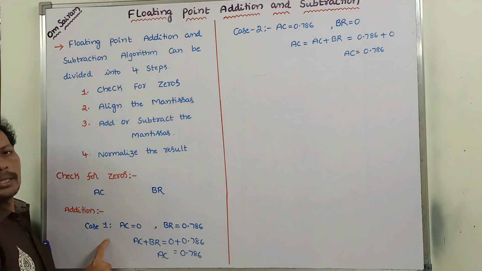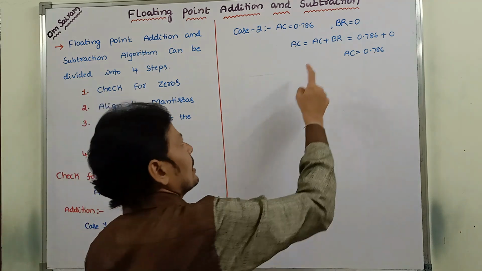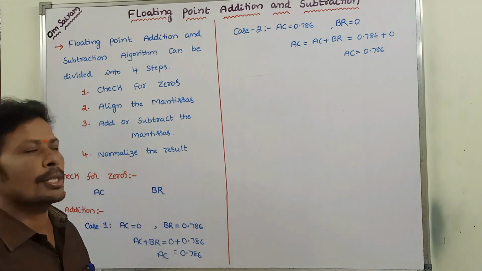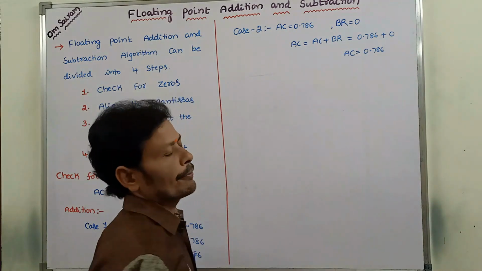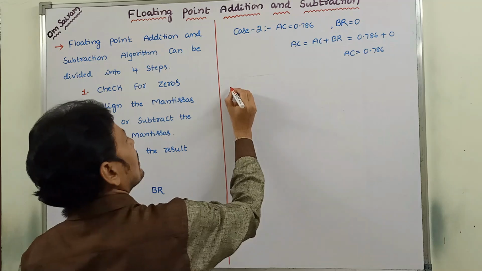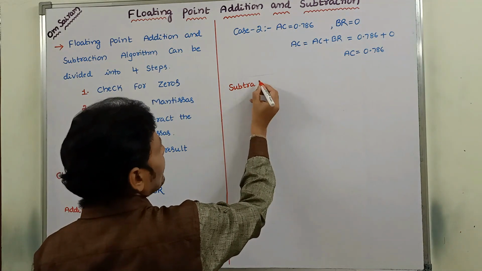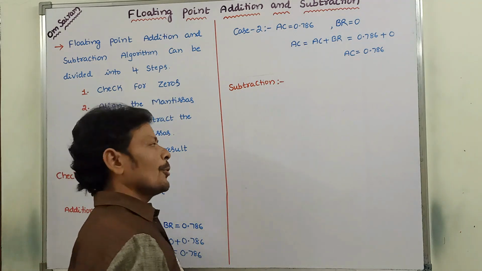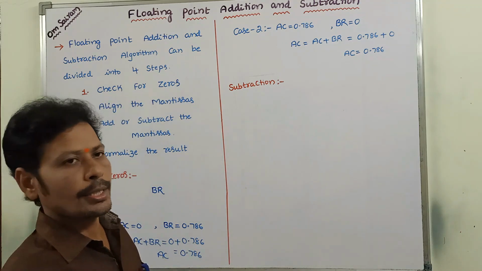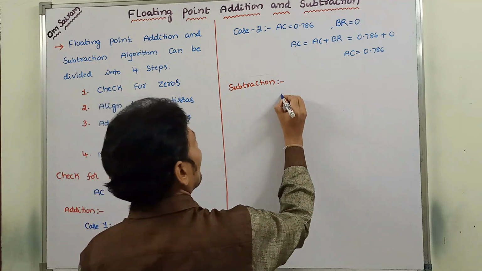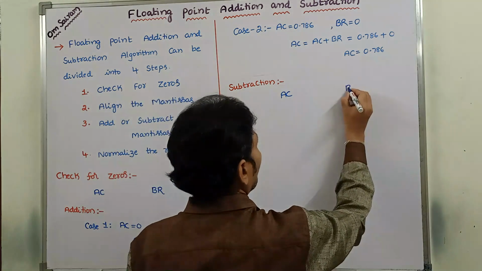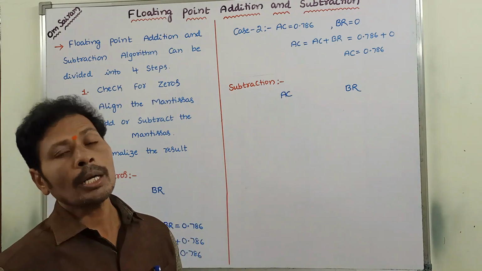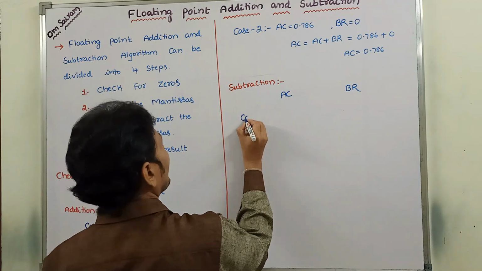In the first case, the first floating point number is 0. In the second case, the second floating point number is 0. That is how to perform the addition operation if either value is 0. Now, while performing the subtraction operation, how do we check whether any floating point number value is 0? To perform the subtraction operation, we require two floating point numbers. The first floating point number is stored in the AC register. The second floating point number is stored in the BR register. Now we have to check whether AC value is 0 or BR value is 0. So we have to consider again two cases.